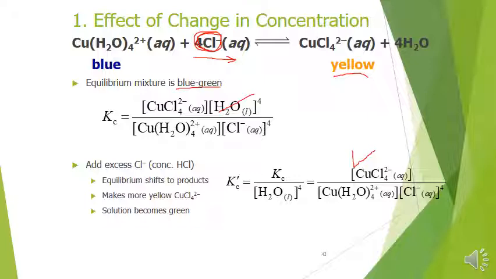Okay, so we're going to see as we go along, we'll get similar types of things. Another way is, let's say you added this, the reaction would go back to the left to get back to equilibrium. We're looking at a push-pull. So if you add chlorine, it'll push it to the right. Add more copper chloride 4, it'll push it to the left.